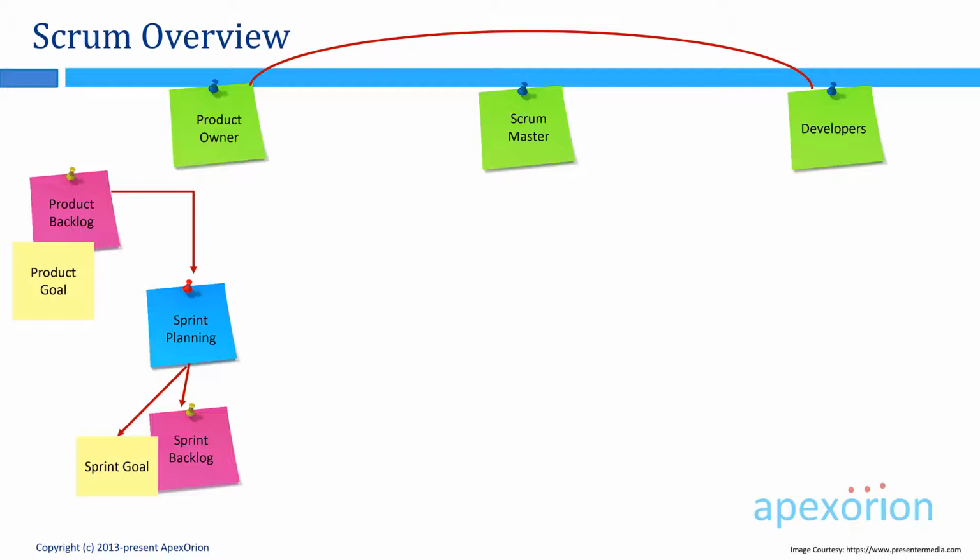Sprint backlog, as the name suggests, lives for as long as the sprint lives, which means every sprint you create a new sprint backlog. And product backlog, as the name suggests, is associated with the product and lives for as long as the product lives.